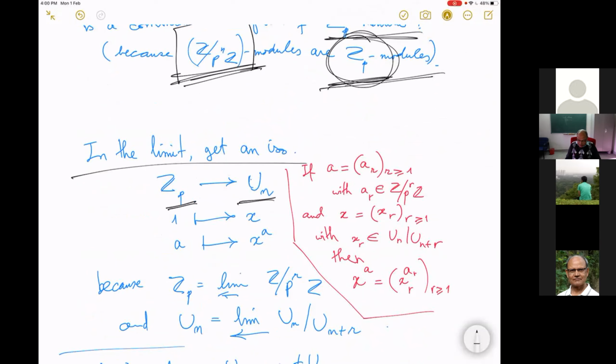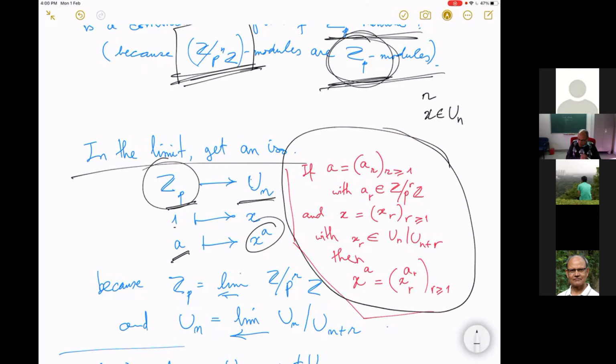Remember what we have fixed are n and x in U_n. So I'll get a map from Z_p to U_n, sending 1 to x, and then it sends a to x to the a. Now you might ask, what is x to the a for an element a of Z_p? So here is one answer. After all, your a, which is an element of Z_p, is a sequence like this: a_r, r greater than or equal to 1, where each a_r is in Z modulo p^r Z.